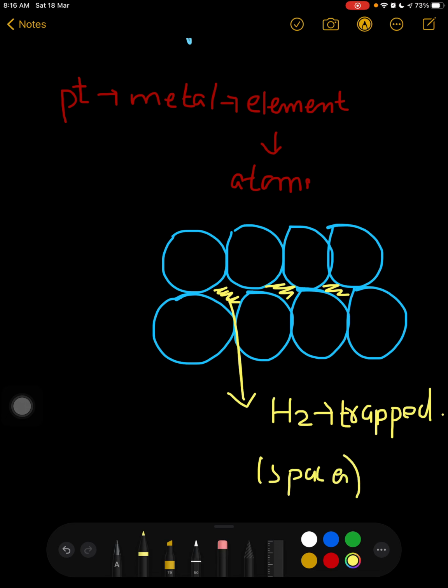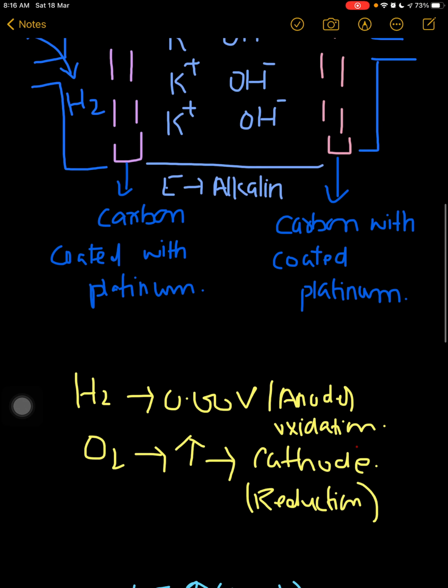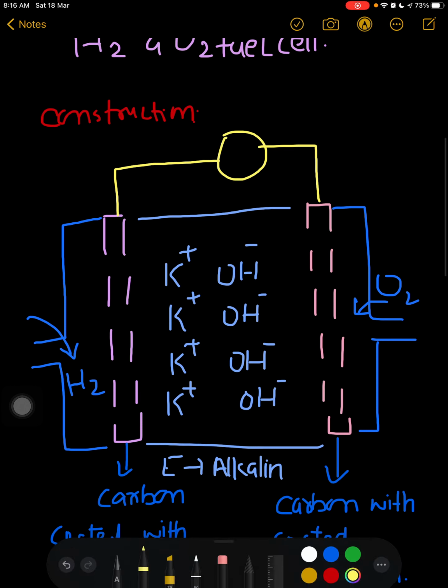So when it is trapped in these gaps or spaces, its kinetic energy decreases. It becomes stable, and when its kinetic energy decreases, its reactivity increases, so it can easily react, right? So the kinetic energy over here decreases, and the reactivity of the hydrogen increases.